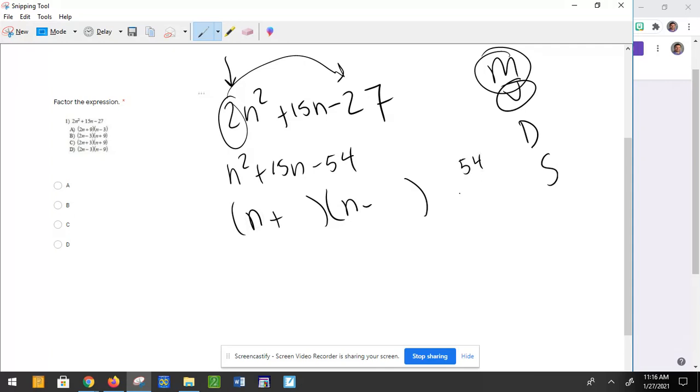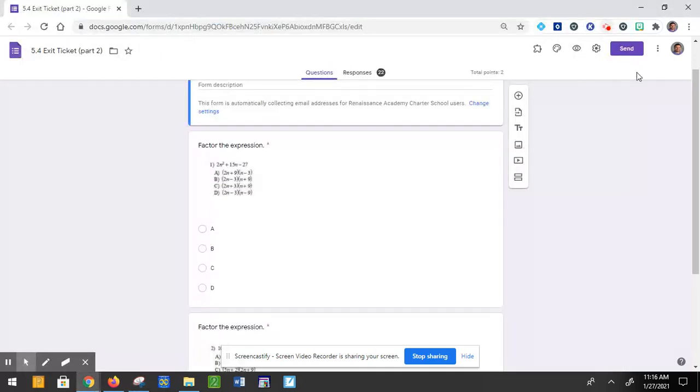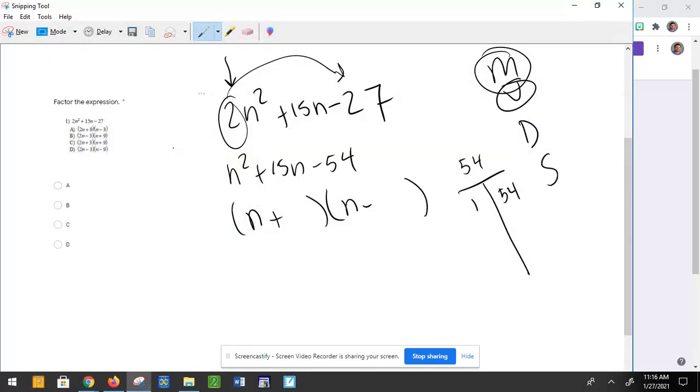So if I start with the factors of 54, make a chart, I know that I'm going to make one of them positive, one of them negative, and I need it to add to 15. Since it's adding to positive, I know that the positive is going to be on this side and the negative is going to be on this side. Well, if I add those together, I get 53. It's not 15, so that didn't work.